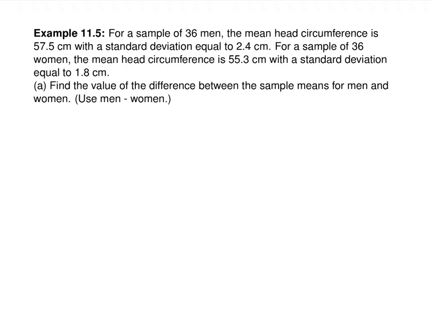So we've had a confidence interval for one mean, a mean of paired differences, and now we're going to have a difference of means, to kind of get all the bases for means. So for a sample of 36 men, the mean head circumference is 57.5 centimeters, with a standard deviation of 2.4. And for a sample of 36 women, the mean head circumference was 55.3, with a standard deviation of 1.8. So find the value of the difference between the sample means for men and women. Here's men minus women.